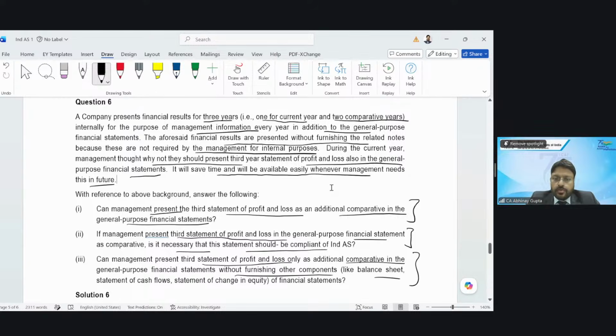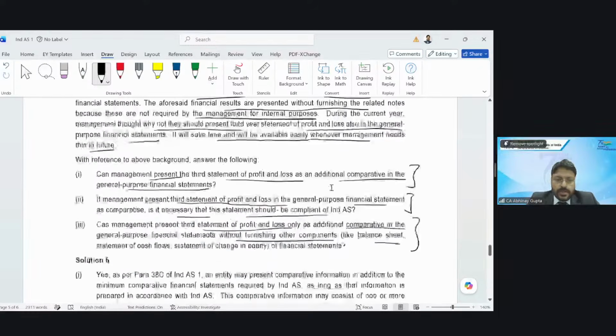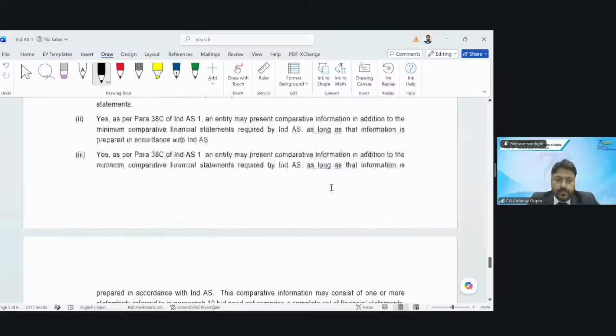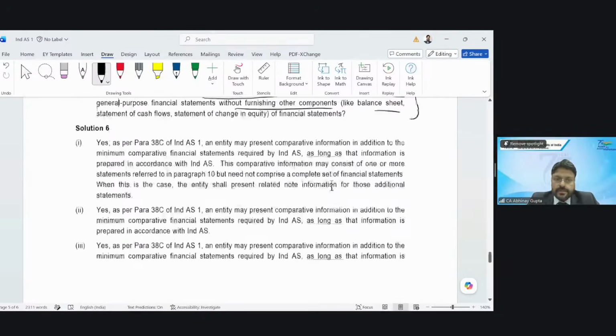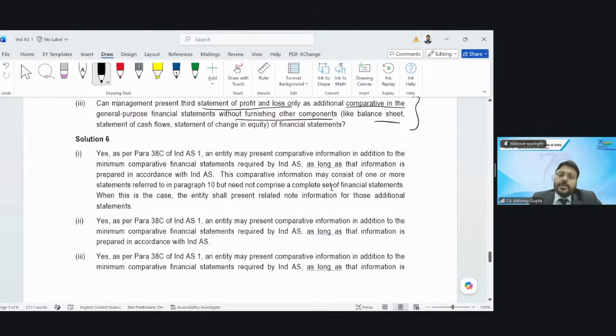Okay. I hope you must have thought through on all these matters. So let's see what is the right answer. As per para 38C of Ind AS 1, an entity may present comparative information in addition to the minimum comparative financial statements required by Ind AS, as long as that information is prepared in accordance with Ind AS. So the standard Ind AS 1 says under para 38C that yes, we are allowing you to present the third column, right?